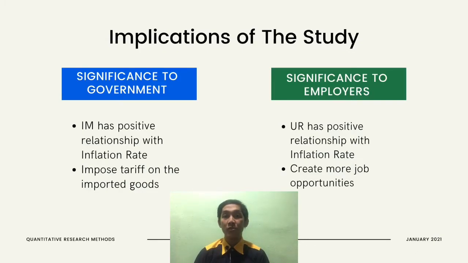The second one is significance to employers. Since unemployment rate has a positive relationship with inflation rate, which is significant at 1%, employers do not need to set high expectations and strict requirements when searching for new employees. If they create more job opportunities for people out there, it will reduce the unemployment rate, which also leads to a low inflation rate.